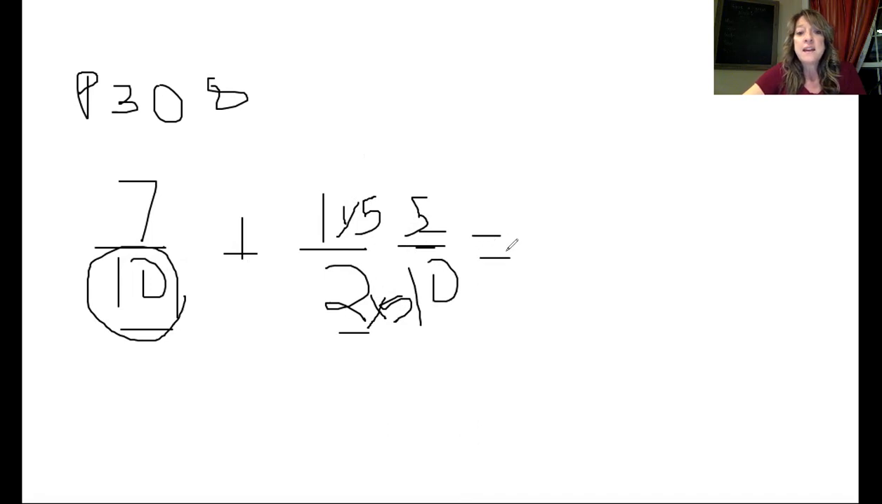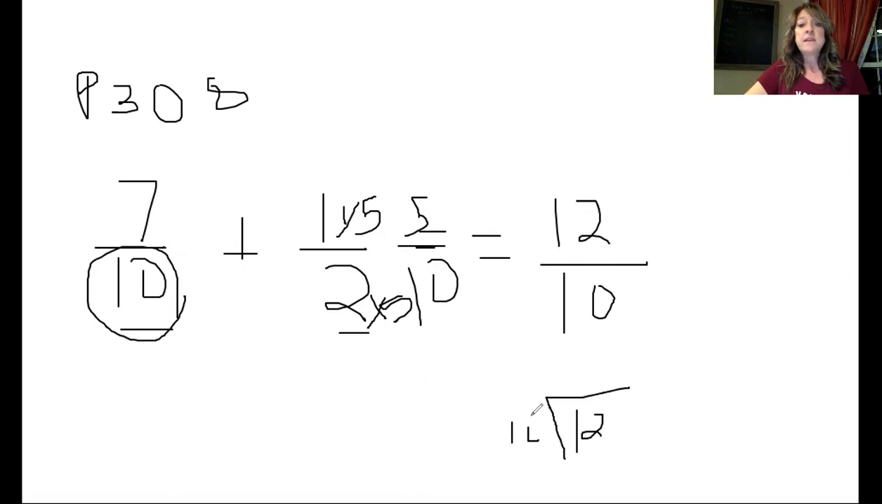Then I can add it. 7 plus 5 is 12. 10 plus 10, I don't add my denominators, I just bring it over. I have 12/10, but it's an improper fraction, right? I can never have a numerator bigger than my denominator. So I have to take out my whole numbers, or I do 12 divided by 10.